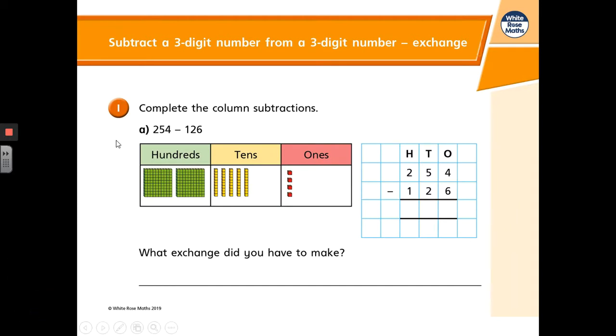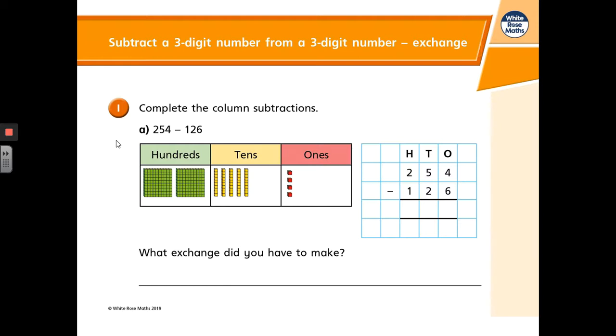So today we are subtracting a 3-digit number from a 3-digit number and exchanging. So in our last lesson we did a subtraction from a 3-digit to a 3-digit without exchanging, which was quite straightforward. Today we're adding in that exchange, so it makes it a little bit trickier.